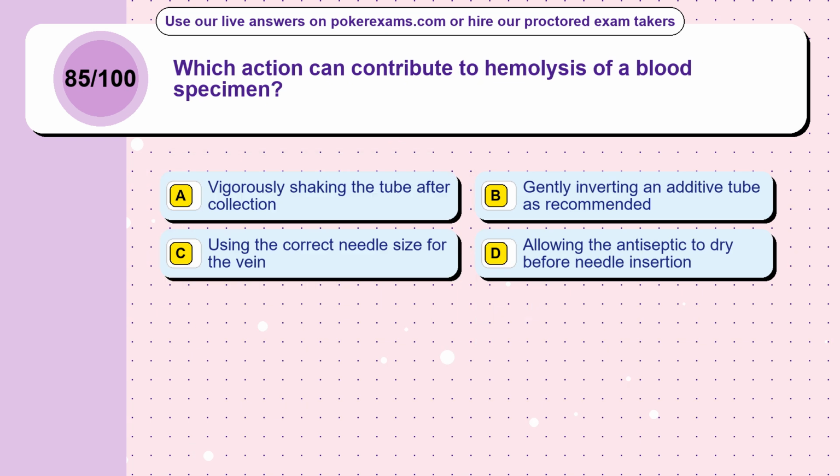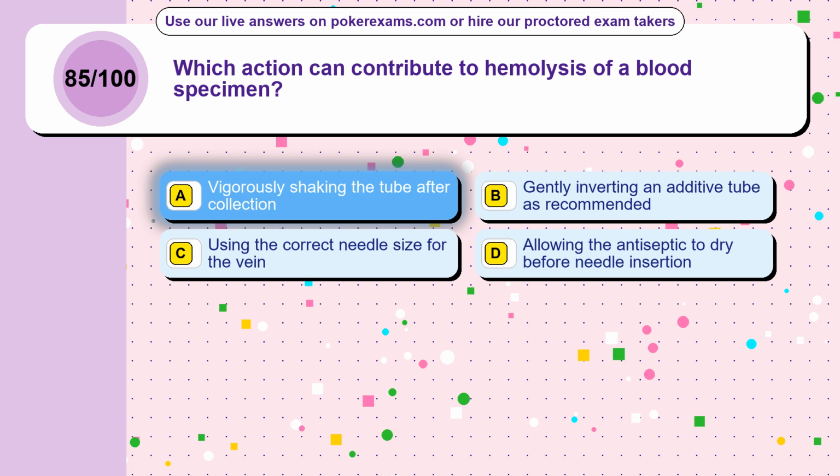Question 85. Which action can contribute to hemolysis of a blood specimen? Option A. Vigorously shaking the tube after collection. Option B. Gently inverting an additive tube as recommended. Option C. Using the correct needle size for the vein. Option D. Allowing the antiseptic to dry before needle insertion.